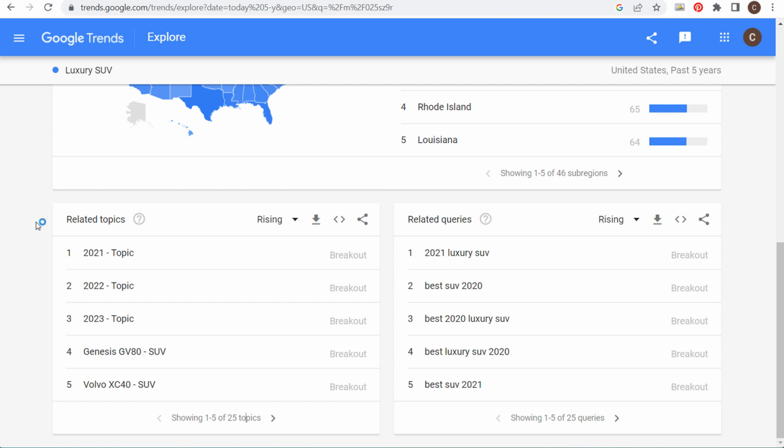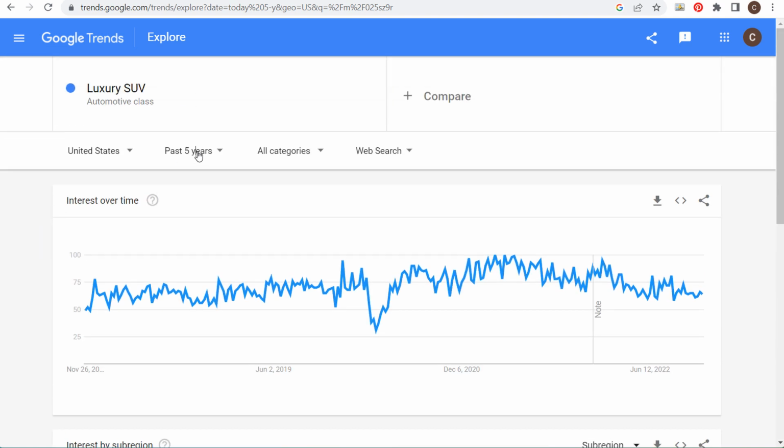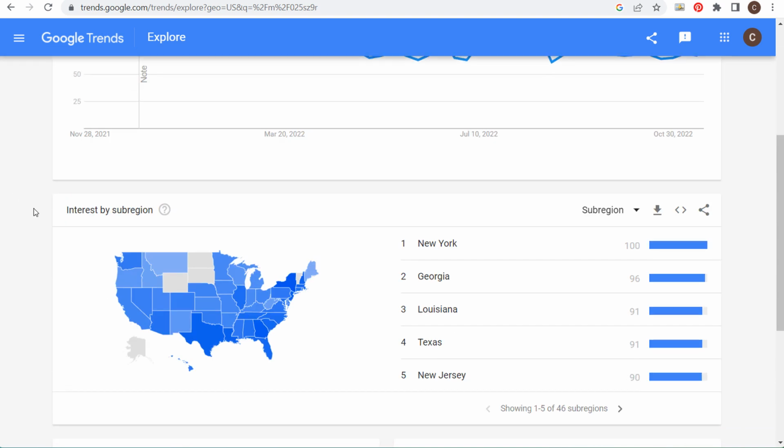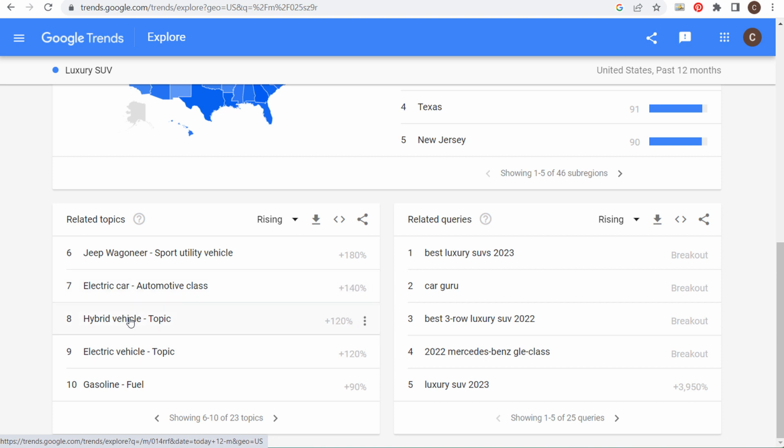So if I'm looking up luxury SUV, I can start actually seeing here's what people are searching for, and breakout means there's higher than a 3,000% increase from the actual time period that we're looking at, and we're looking at the past 5 years. So let's just actually look at the past 12 months so we can get a little bit closer data. We'll come down here. So these are the SUVs that people are searching for the most. The Genesis GV70, the Jeep Grand Wagoneer. We could actually see specific SUVs that people are interested in.